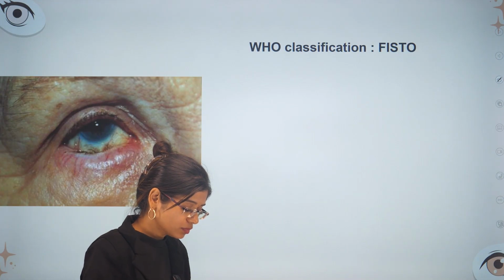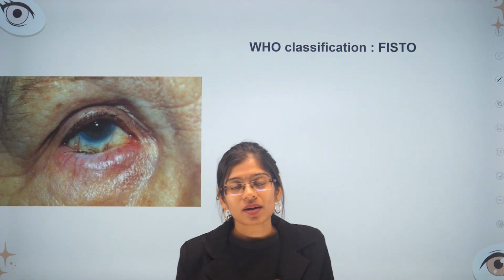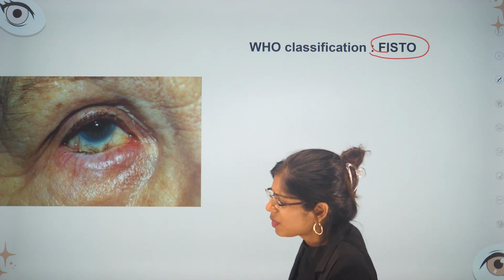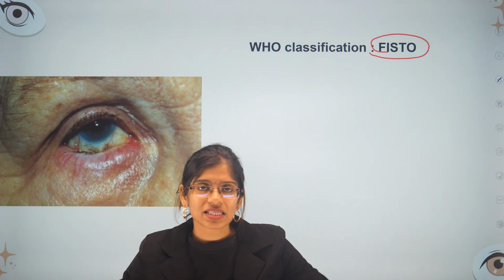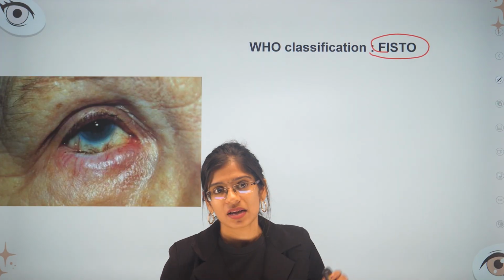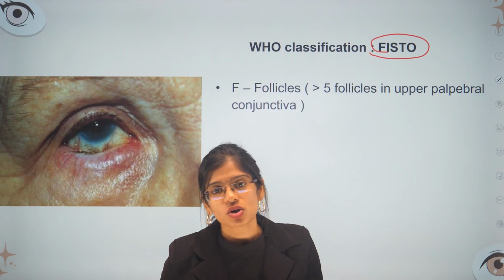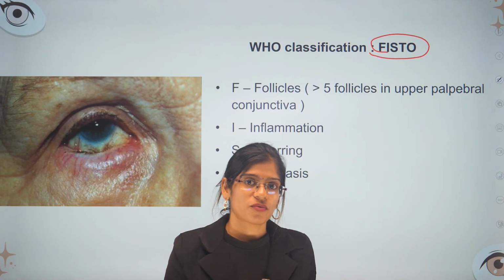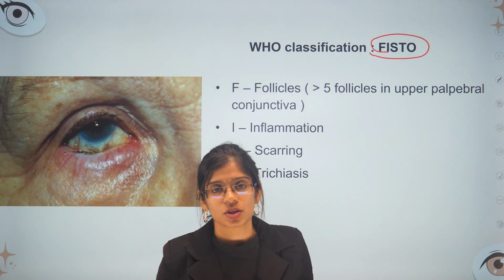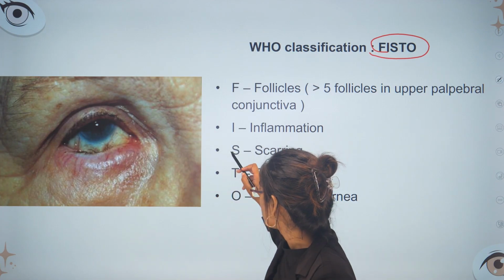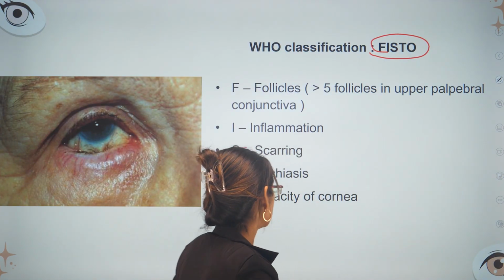Okay, now we have a classification for trachoma. Important. We have classified trachoma in the name of FISTO. But why do we need to classify trachoma? See, basically that is for surveillance and grading system. Okay, for treatment we have classified it. It is called the FISTO classification. The F stands for if the patient has got follicles, more than 5 follicles in the upper palpebral conjunctiva. I is for inflammation. If the patient has got scarring, then it is S. T for trichiasis, and O for opacity over the cornea.